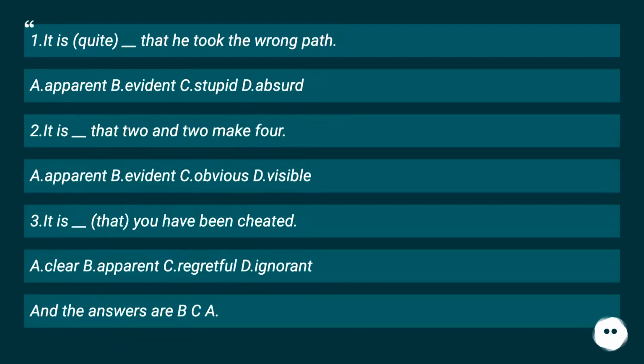1. It is quite underscore that he took the wrong path. A. Apparent, B. Evident, C. Stupid, D. Absurd. 2. It is underscore that 2 and 2 make 4. A. Apparent, B. Evident, C. Obvious, D. Visible. 3. It is underscore that you have been cheated. A. Clear, B. Apparent, C. Regretful, D. Ignorant. And the answers are B, C, A.